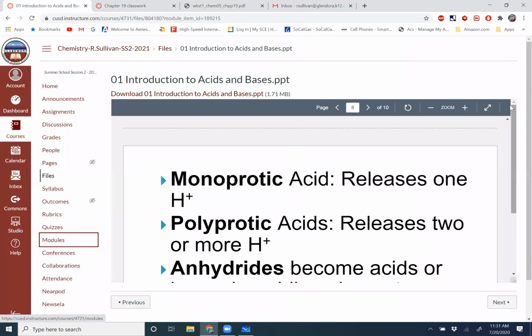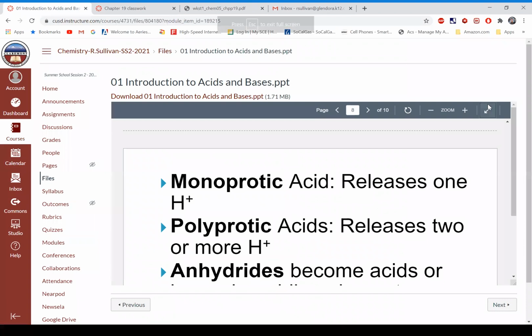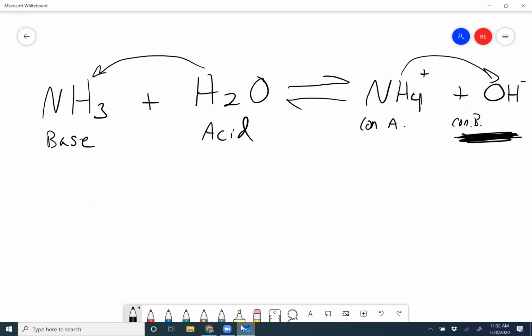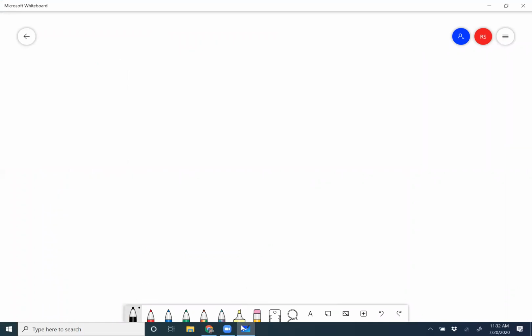All right, so here are some terms you might hear while you're reading your book or listening to a video. You'll have what's called monoprotic, and that's an acid that just has one hydrogen. And then you'll have polyprotic, and that's acids that have more than one hydrogen. A great example of this is the acids that have -2, -3 anions.